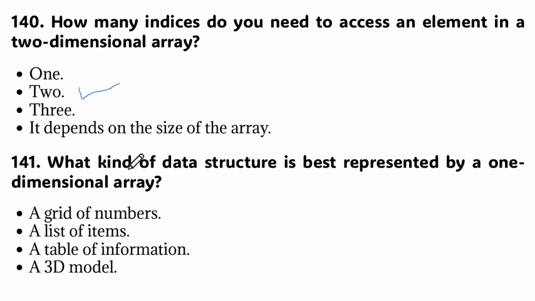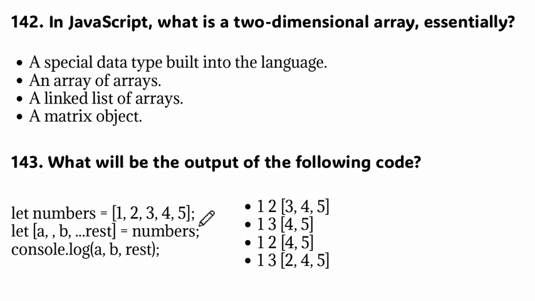Another question: what kind of data structure is best represented by a one-dimension array? A list of items. The second is the correct answer. A list of items is the best representation of a single-dimension array.